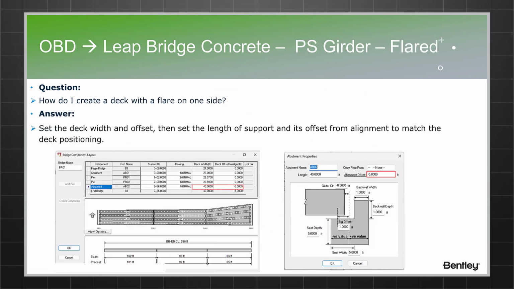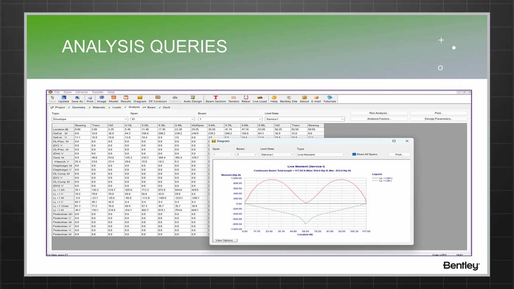Also, creating a flared girder is quite easy, but if the user wants to have a flared girder on one side, then the user has to set the deck width and the related deck offset to align. Once this is done, if the user clicks on the abutment properties, then the user has to set the length of the support, which is the same as the abutment length, and the alignment offset value should be the same as the deck offset to align value. Once these changes are done, the user should be able to create a deck with a flare on one side.